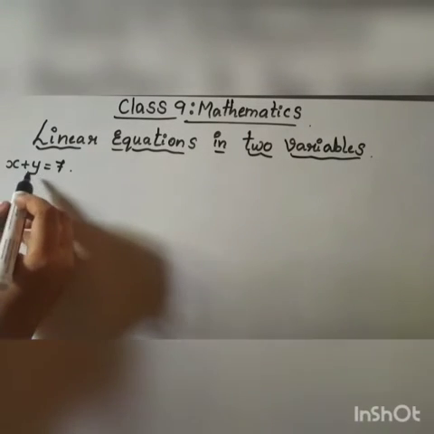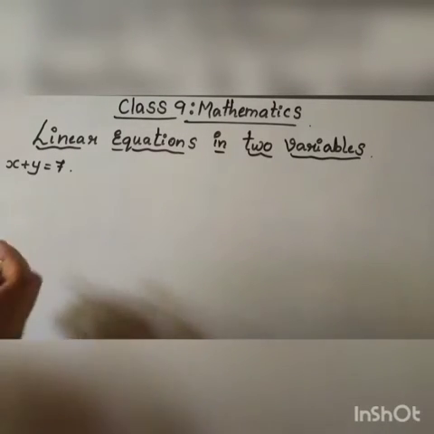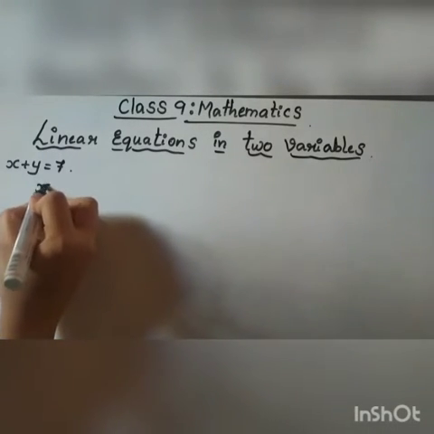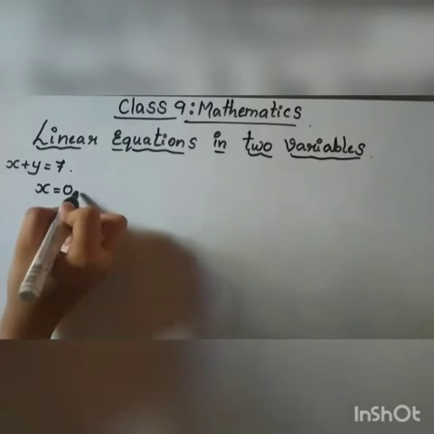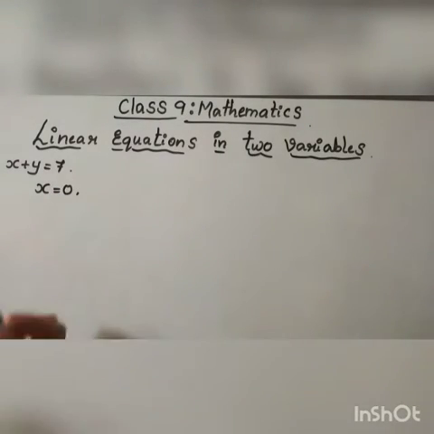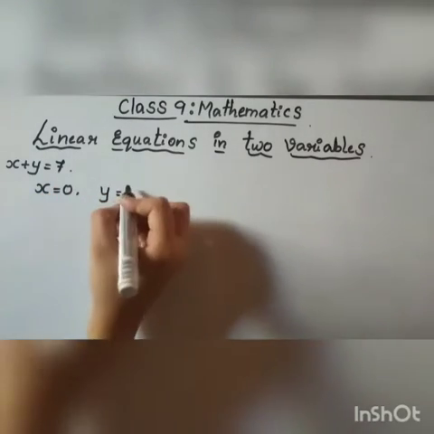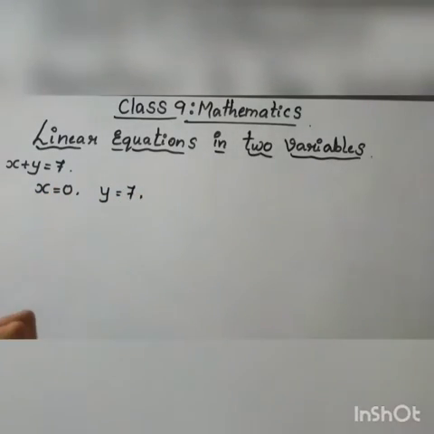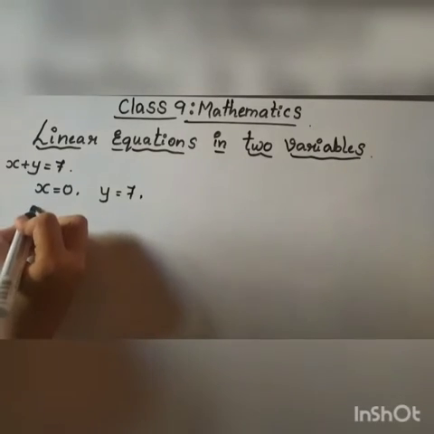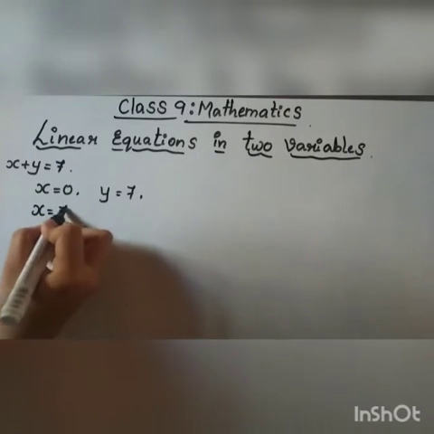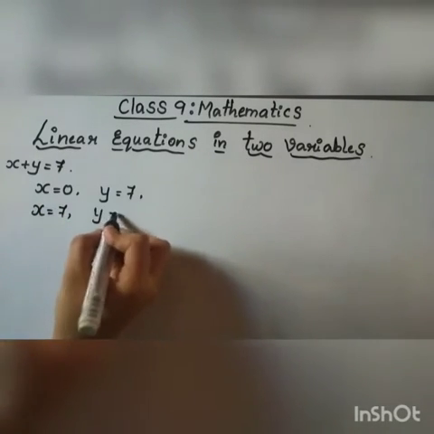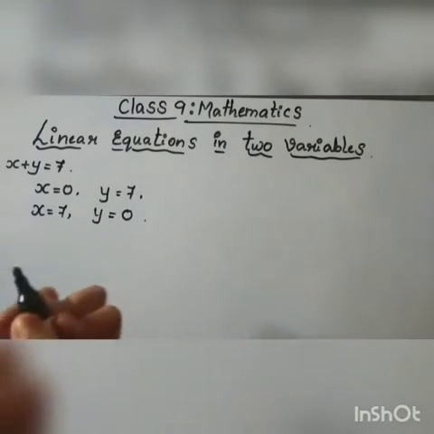Similarly, let me take another question, that is x plus y is equal to 7, a linear equation in two variables. First, let me find the solution. When I substitute x equals 0 here, what y value will you get? 0 plus y is equal to 7, which means y is equal to 7. Now if I substitute x equals 7, then we get the y value as 0 here.